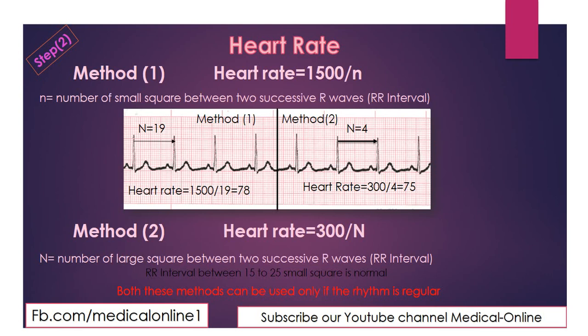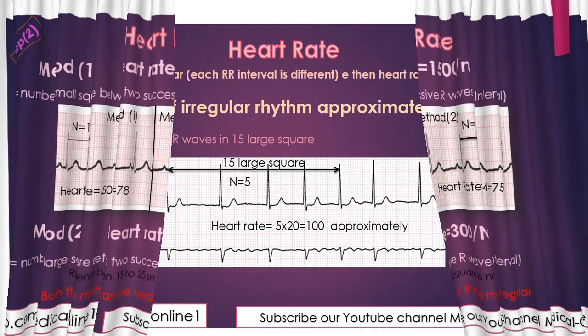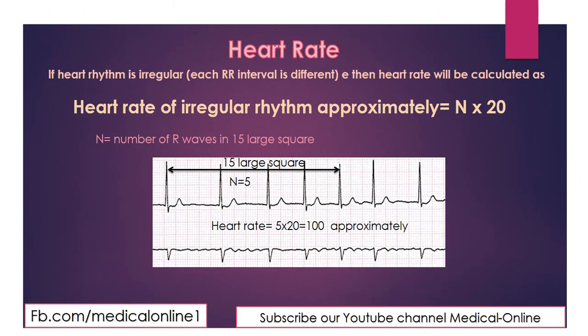If the heart rate comes out to be less than 60, it is bradycardia. If it is above 100, it is tachycardia. Both these methods are for regular rhythm.